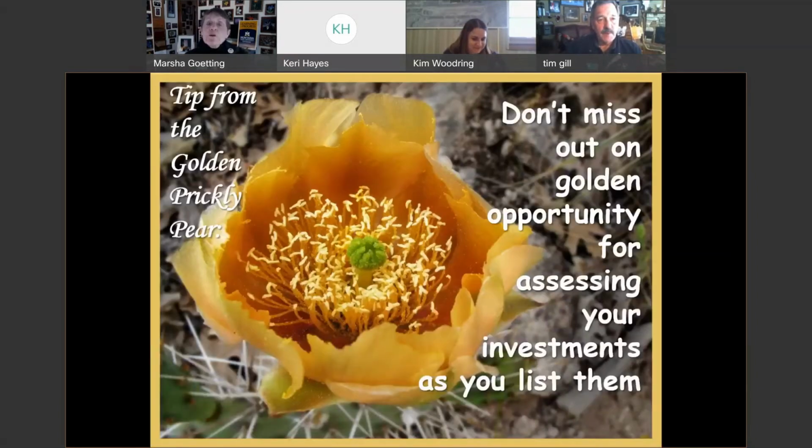So my tip from the Golden Prickly Pear is we're going to get all this information together, but maybe if we're looking at our money and investments, we could assess some of those while we're doing it and make sure that we know, okay, this is how this one's doing, and that we're keeping track of those.